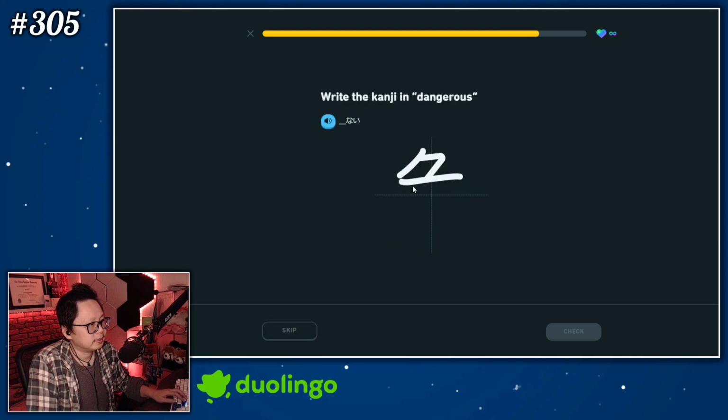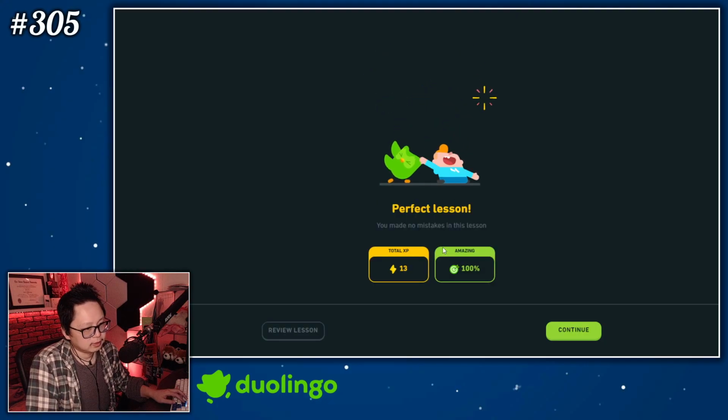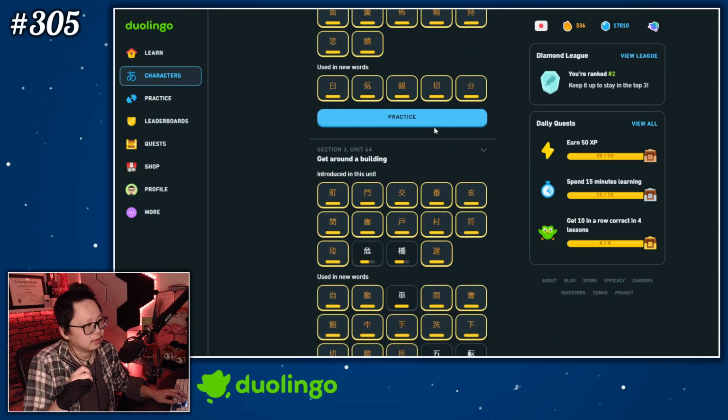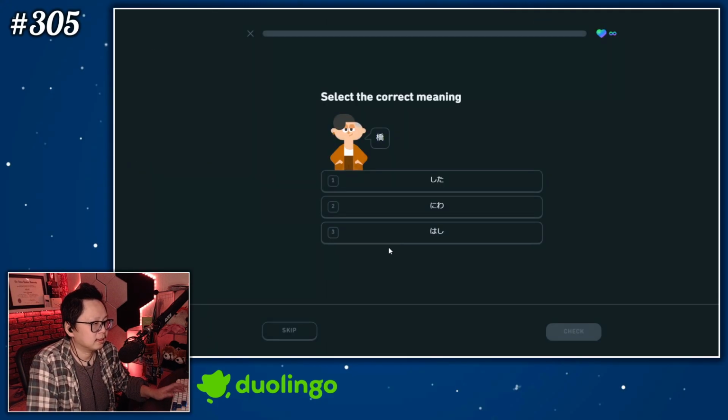You know what's really cool about Duolingo is it actually accepts this pen input. On Dshow and stuff, they don't accept pen inputs. I discovered that the hard way.